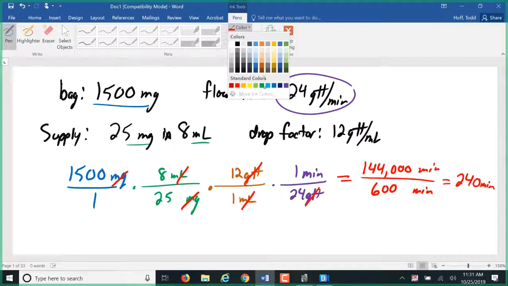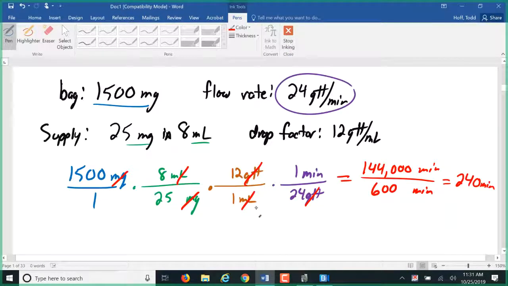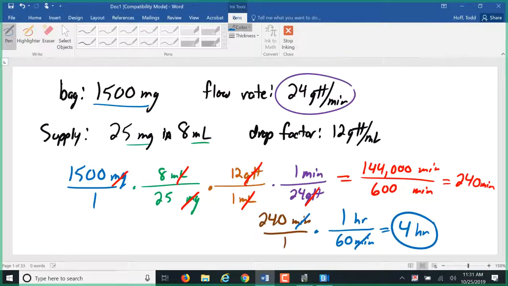Well, since that one's going to divide out nice and evenly, 240 minutes over 1, and I know you most likely don't have to do the conversion factors, but I'll go through it. 1 hour is equivalent to 60 minutes. Minutes cancel out. 240 over 60 does give us 4 hours, the time to infuse. Any questions on calculating infusion time?